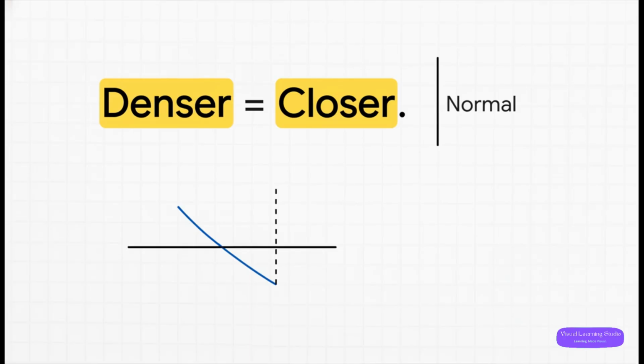I know that can feel like a little much to remember, so let me give you a super simple memory trick. Just remember this phrase: denser equals closer. When light enters a denser medium, it bends closer to the normal. That's it. That one little phrase will get you the right answer every single time.